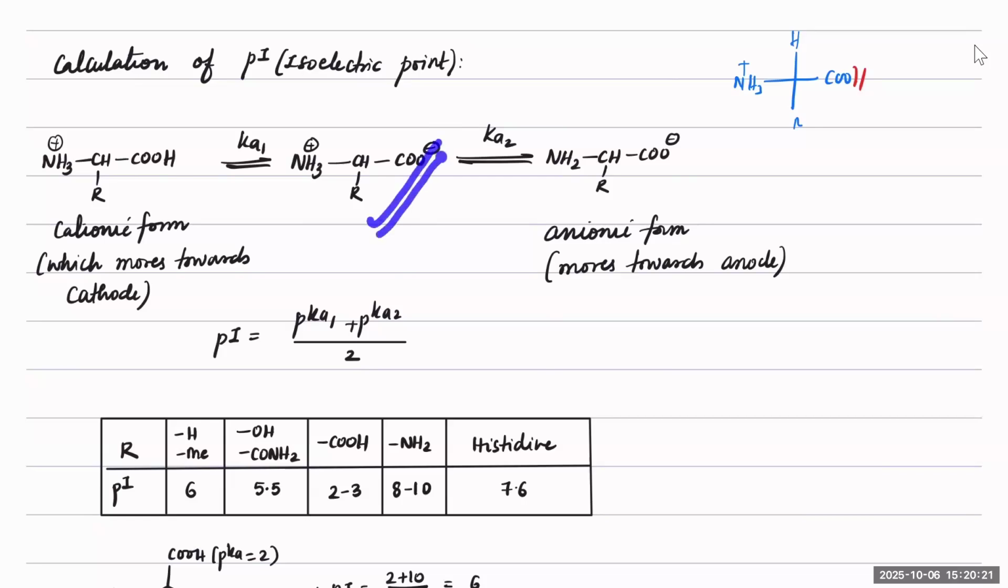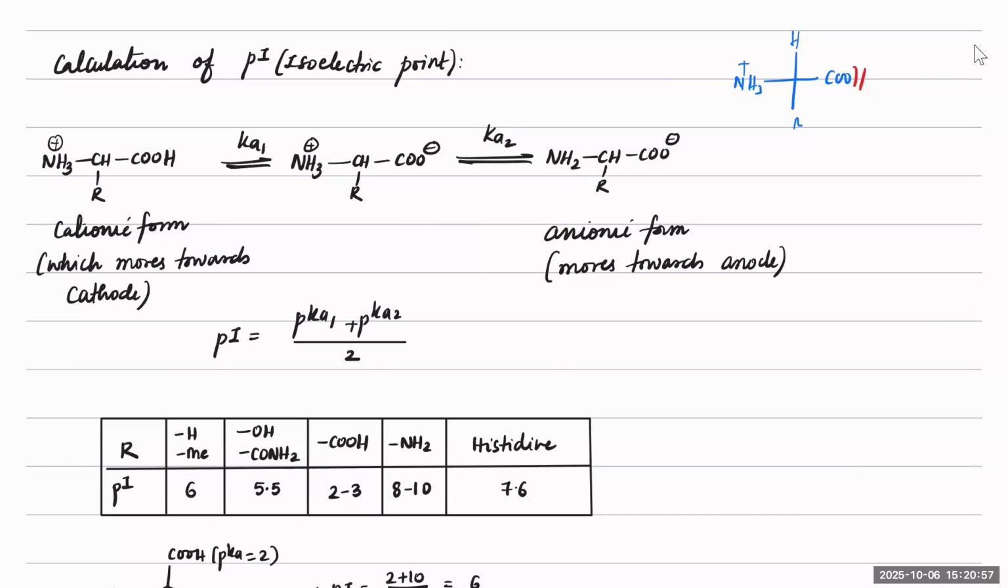How do we find that isoelectric point? We try to figure out both ways. If the Zwitter ion is accepting H plus, then this is the cationic form. If it is giving H plus, this is the anionic form. From the cationic form to the Zwitter ion form, the equilibrium constant existing, let us call it Ka1. From the Zwitter ion towards the anion, the equilibrium constant that is existing, let us call it Ka2.